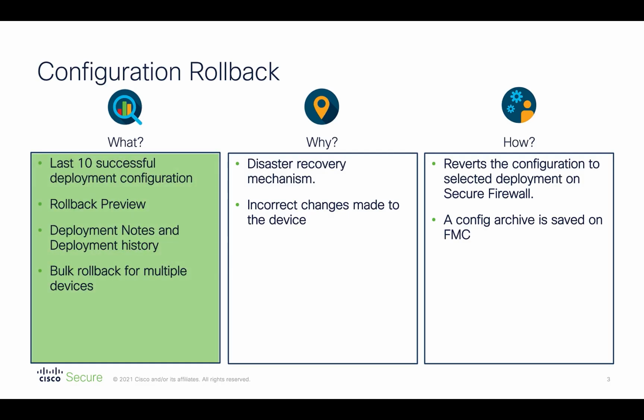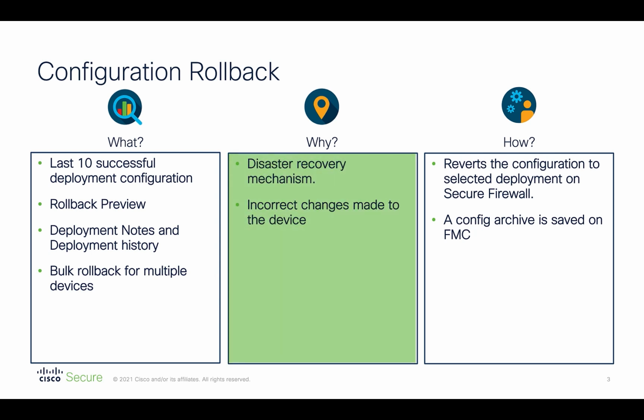In FMC version 7.0, we can roll back to the last 10th successful deployment compared to version 6.7, which allows rollback only to a single deployment. It has an option to preview the rollback configuration, deployment history, and optional deployment notes. In addition to that, we can do configuration rollback on a single or multiple devices at the same time.